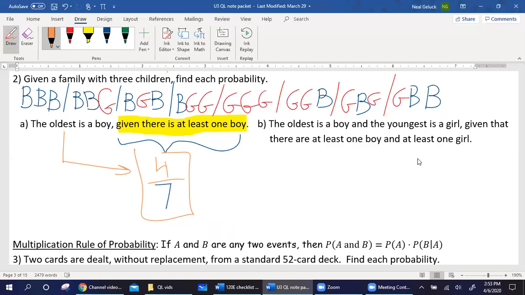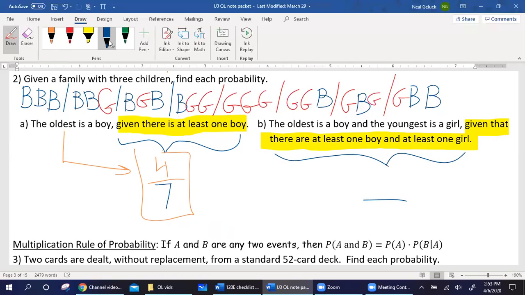For letter B, again, let's look at our given to reduce down our sample space, given that there are at least one boy and at least one girl. So this reduces my sample space down to, and I'll go ahead and just cross them out up here. Basically, there's got to be one boy and one girl at least. So that eliminates boy, boy, boy, and girl, girl, girl. That leaves me with 6 possible outcomes.